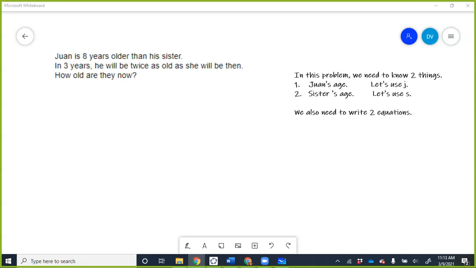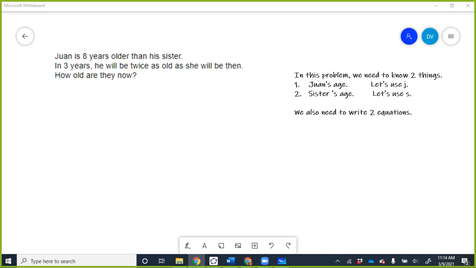Another word problem, like before, we're going to have to write a system of equations. It says that Juan is 8 years older than his sister. We'll write an equation for that. In 3 years, he will be twice as old as she will be then. And we'll write another equation for that.